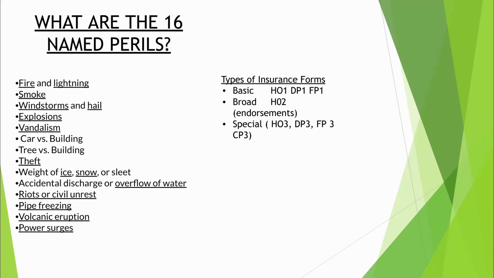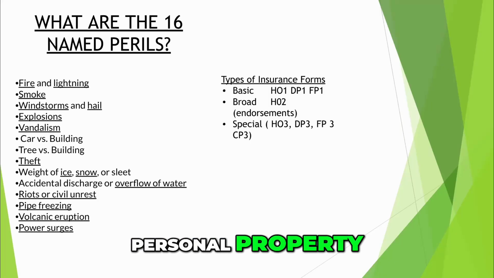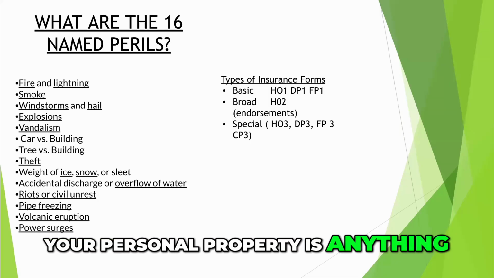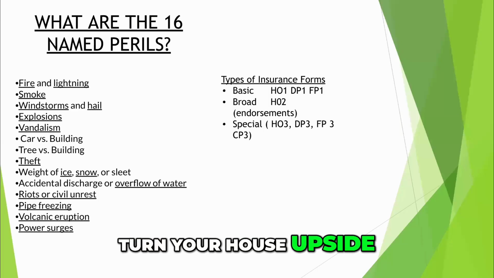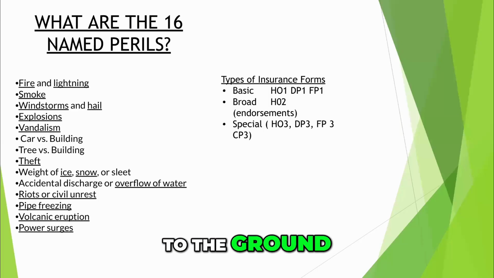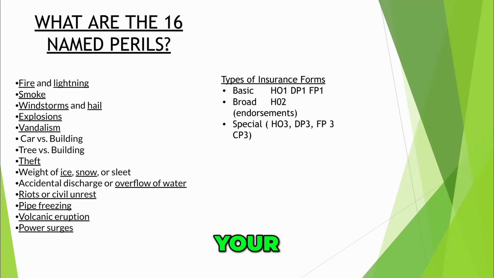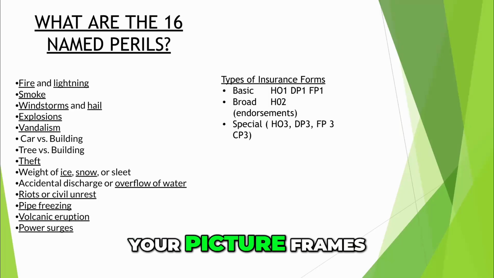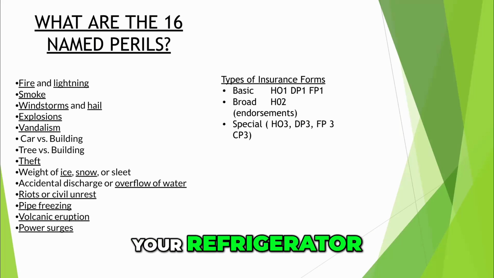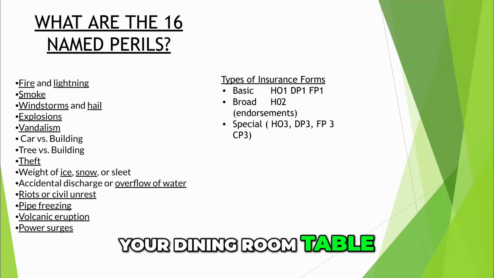Cool. Coverage C is your personal property. Your personal property is anything that, if you were to turn your house upside down, falls to the ground. That's your clothes, that's your sneakers, that's your boots, your jackets, your picture frames, your knickknacks, your TVs, your refrigerator, your dining room table, your furniture.